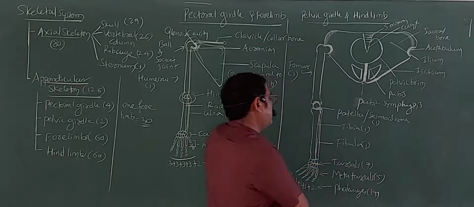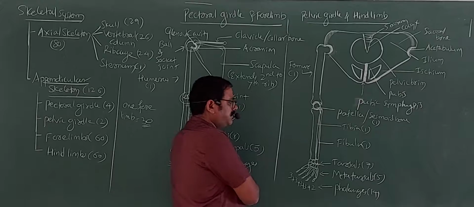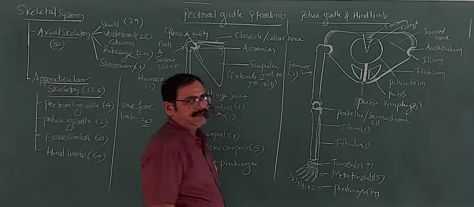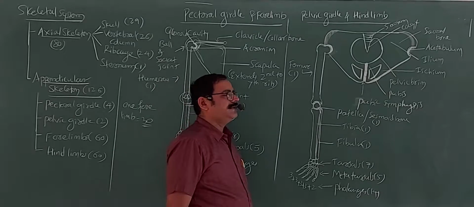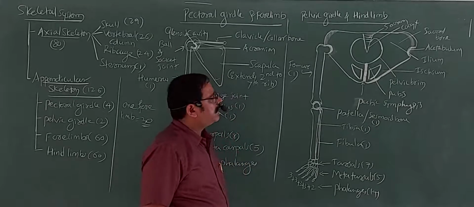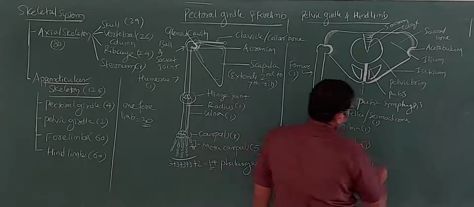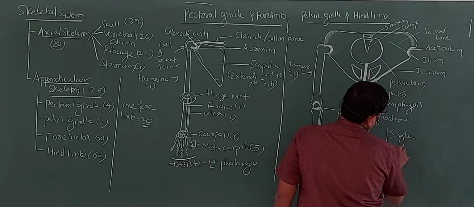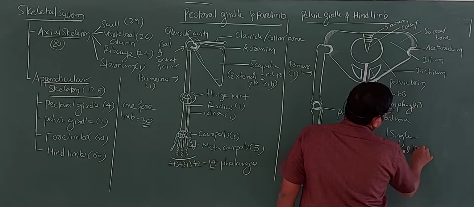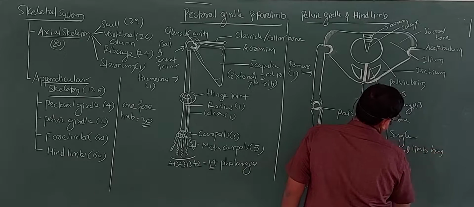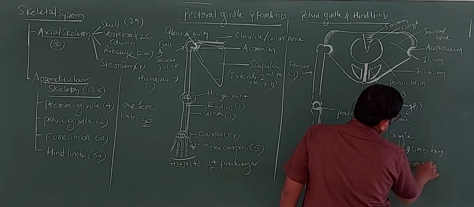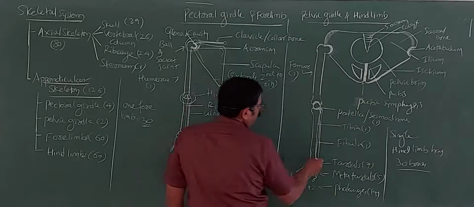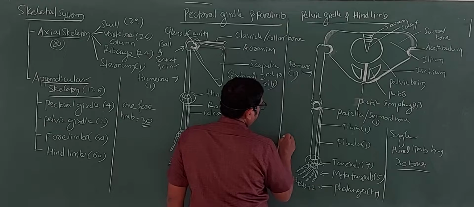Plus 9 is 19, 19 plus 7 is 26, 27, 28, 29 and 30. Okay, totally, yes, a single hand limb will have 30 bones. So thus, a single hind limb has 30 bones again. So here, what we find is mainly the gliding joint.